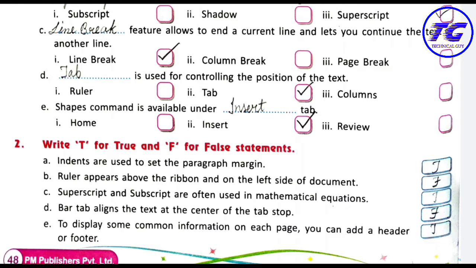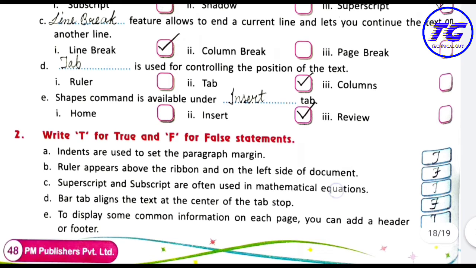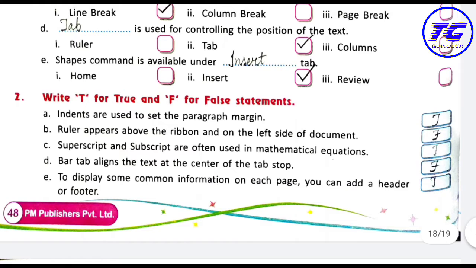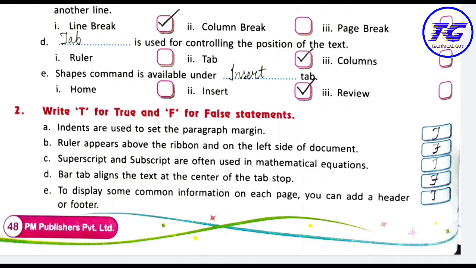Next: dash is used for controlling the position of text. So if you want to control the position of the text, you can use the tabs. Different tabs we have done in the chapter, like left tab, right tab, center tab, decimal tab and bar tab. Next we have the shapes command is available under dash tab. So if you want to insert the shapes, you have the insert tab in the MS Word.